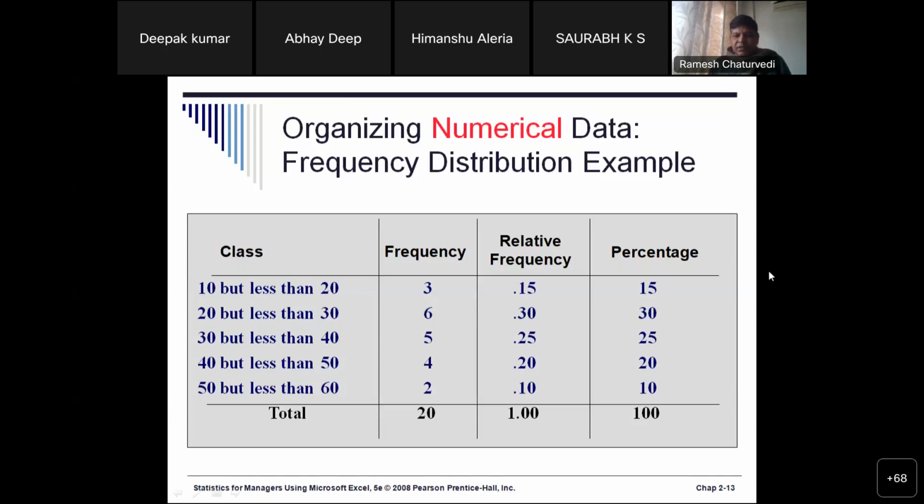Look at the third column, fourth column also, this one, percentage. If you do not multiply by 100, you will get the relative frequency. If you multiply by 100, you will get the percentage of the data. So it is just relative, means the frequency of a particular class relative to the total frequency of the data. So how many respondents are there in the particular group.